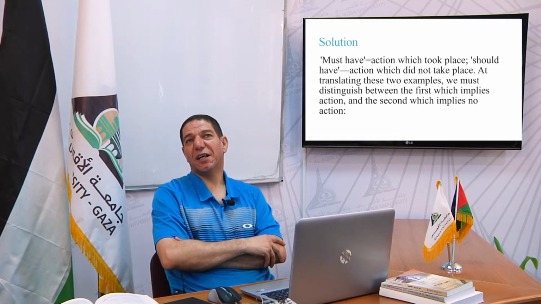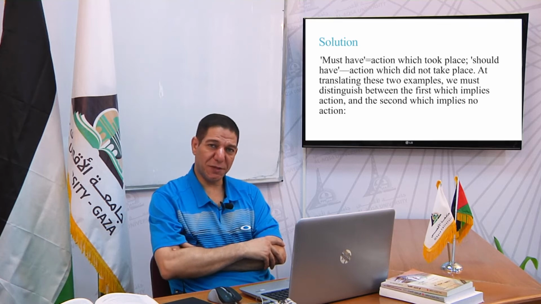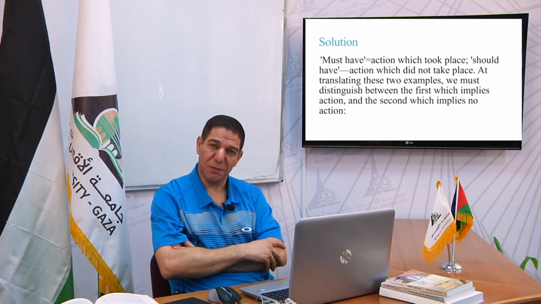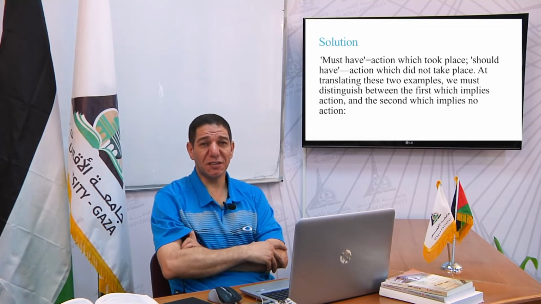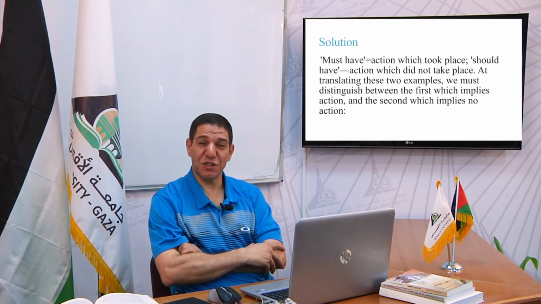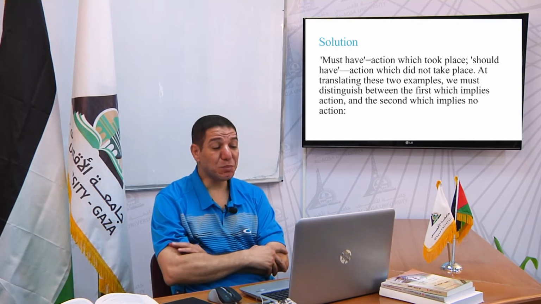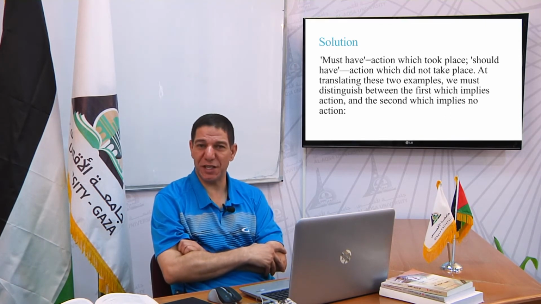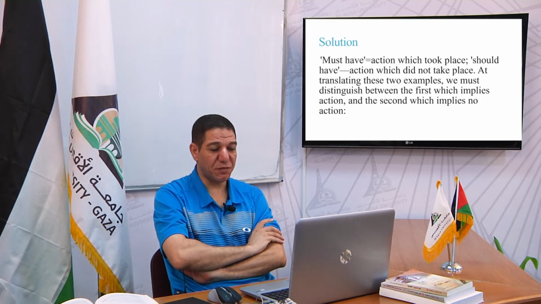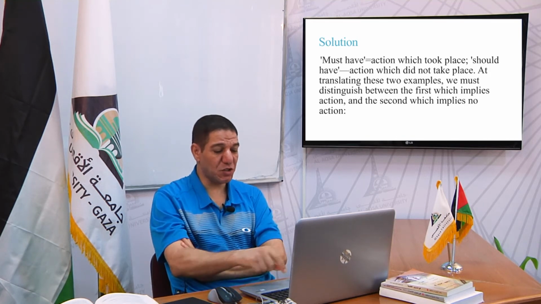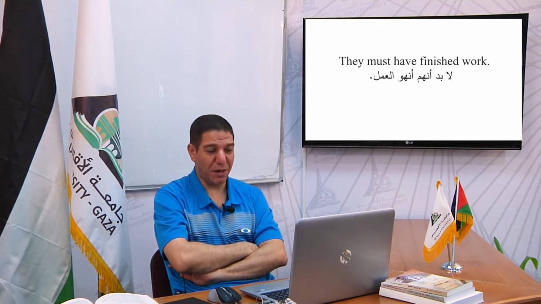Hani had left the university 2 hours ago, and you expect he is home now. He must have arrived. Must have arrived here does not translate into يجب. Here it is لا بد أنه وصل. You see, لا بد أنه وصل. It is totally different from obligation. Okay? At translating these two examples, we must distinguish between the first, which implies action, and the second, which implies no action. They must have finished work. لابد أنهم أنهوا العمل. Okay?